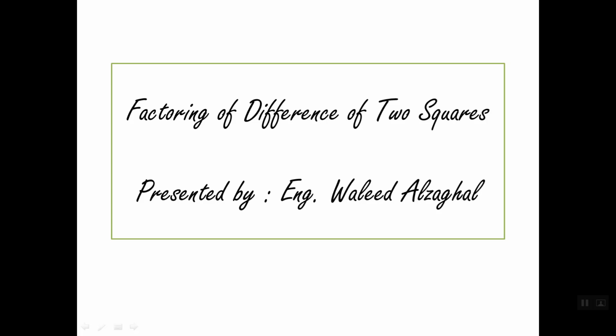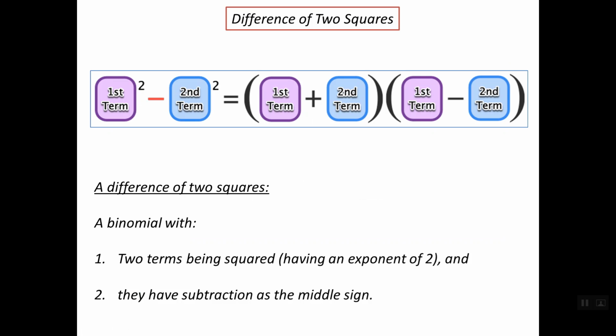Hello everybody, I'd like to talk about the factoring of difference of two squares. First of all, the formula we are using in order to factorize the difference between two squares. If we have two terms, the first one is squared and the second one also squared, and the sign between them is the subtraction sign.